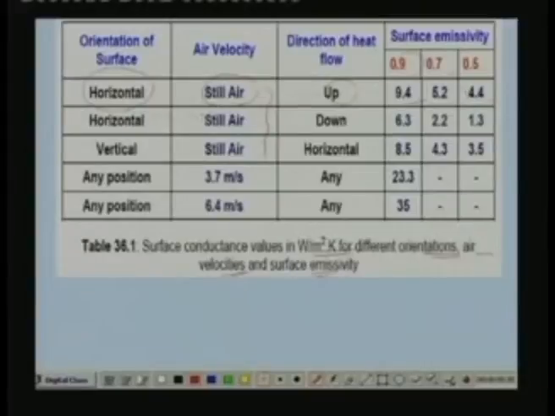What do you mean by horizontal and direction of heat flow is up? You have a wall like this, okay, this is a horizontal wall, and you have air here, and the direction of heat transfer is upward. That means heat transfer is taking place from the air to the wall in this direction, where the gravity is in this direction. For this condition you can take these values, and as I said, epsilon is the emissivity of this surface.